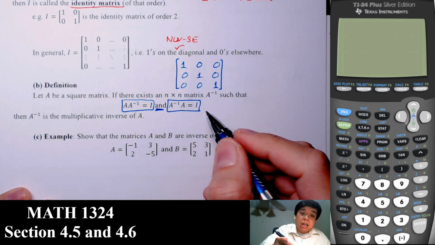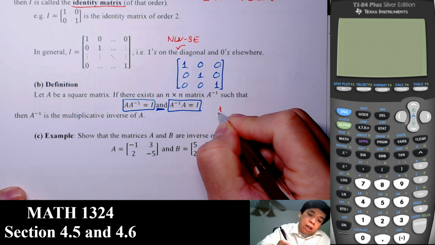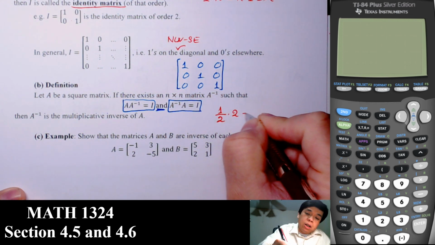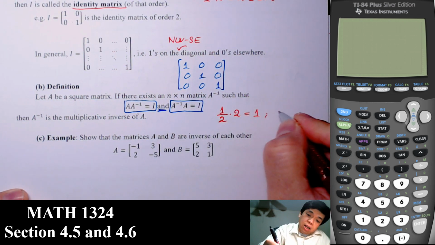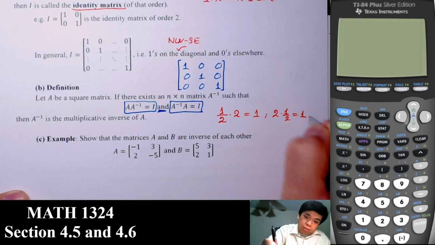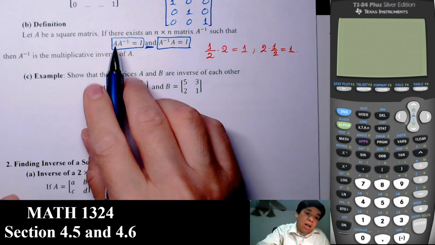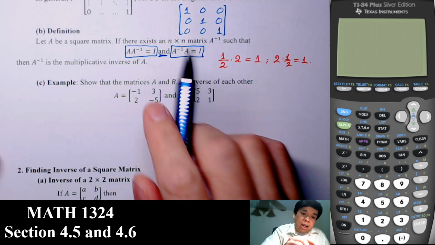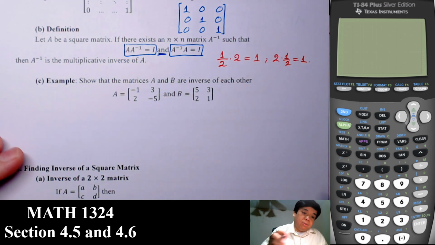In terms of numbers, it looks like this. 1/2 is the inverse of 2 because the product is equal to the identity element, since 2 times 1/2 is equal to 1. So the way we define the inverse is that the product of the matrix and the inverse is equal to identity, and we require both of them.